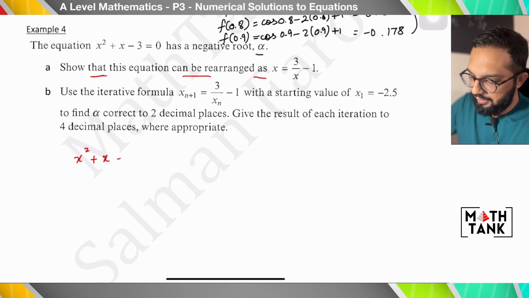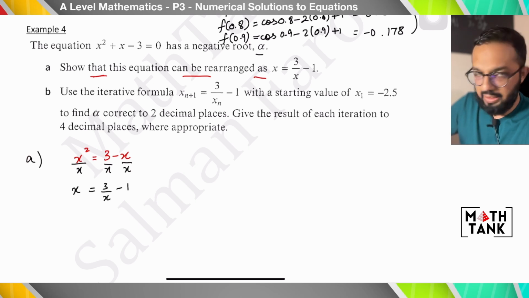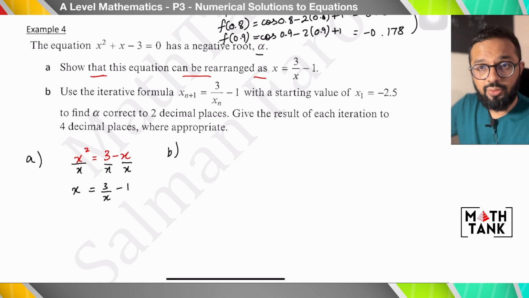I can say that this goes there, and not only this, I can do this and then divide everything by x. So this becomes x equals 3 over x minus 1. This is a simple rearrangement question. There will be more complicated rearrangement questions as well. It's part B that I want you to now carefully look at, because this is where I teach you the iterative process using your calculator.